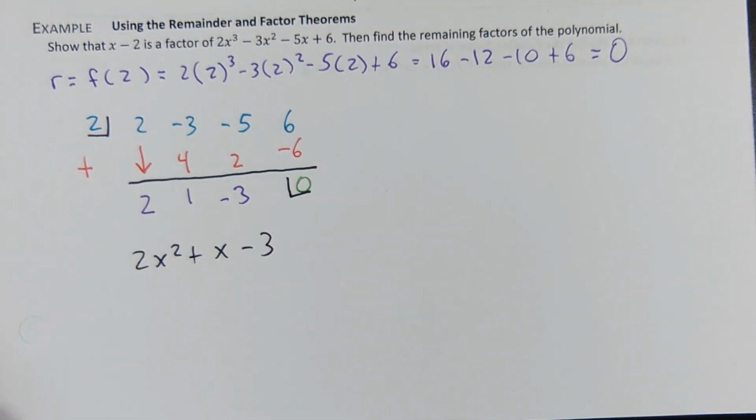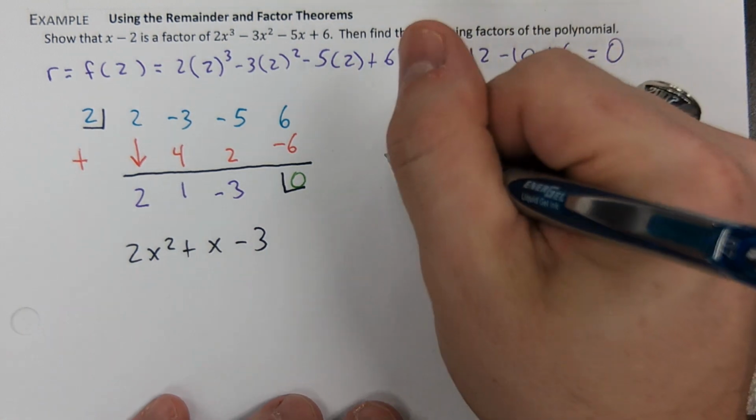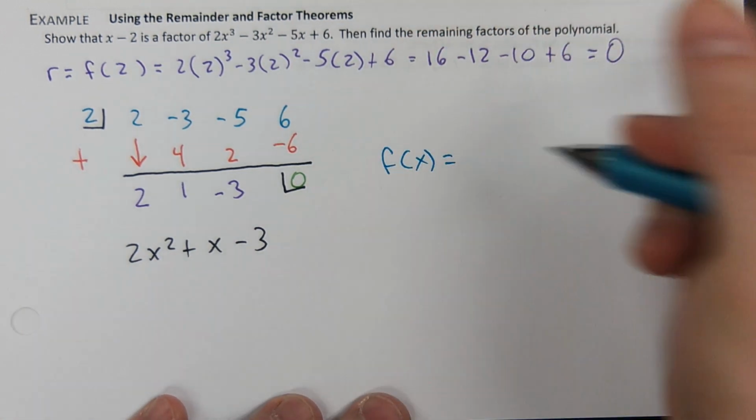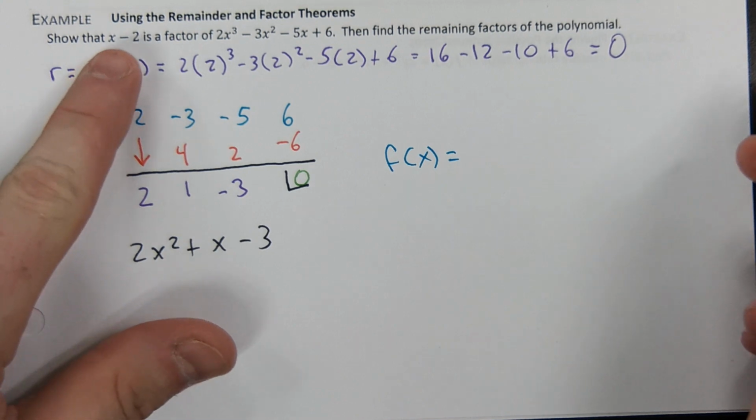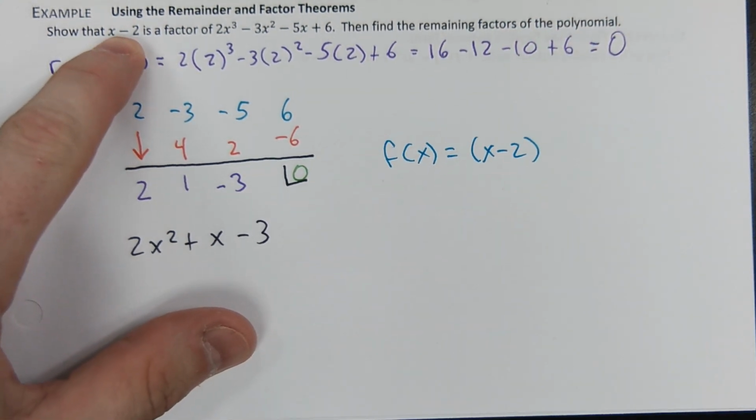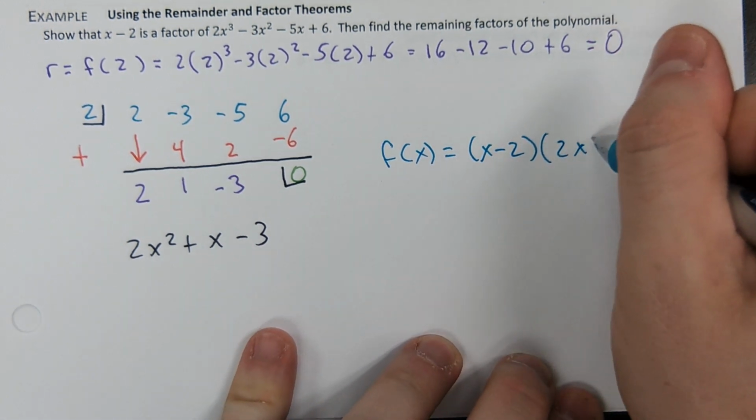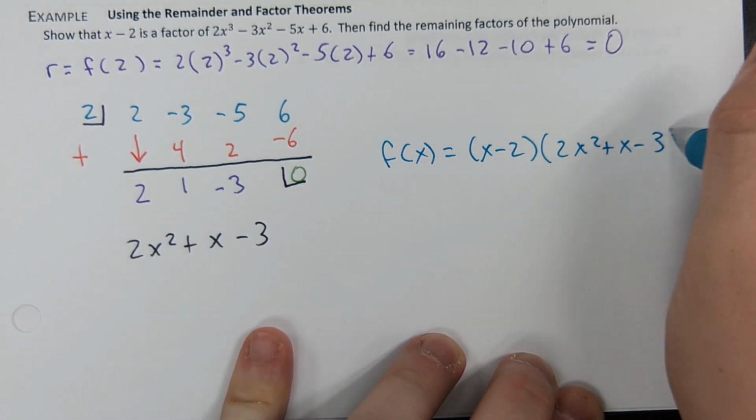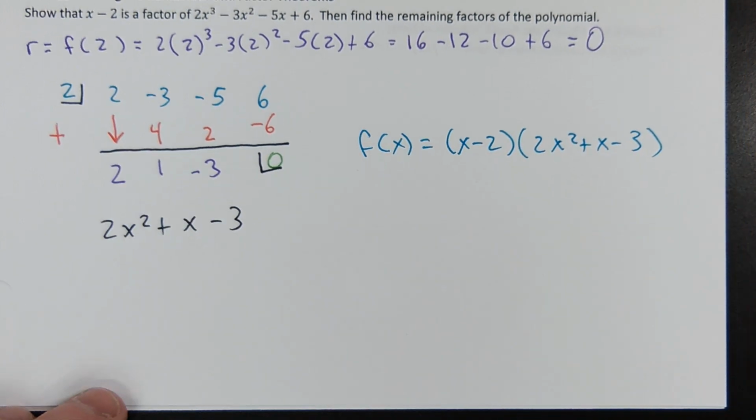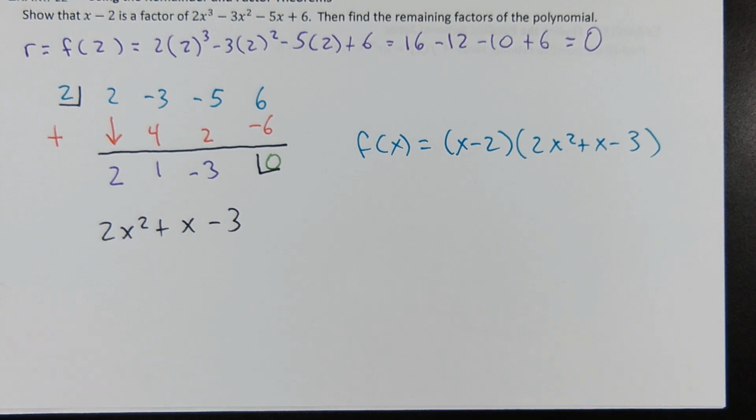And our instructions were to find the remaining factors of the polynomial. We already know one of them. We already know this. So far, our f of x can be written as x minus 2 times this. But we're not finished factoring because this quadratic factors.